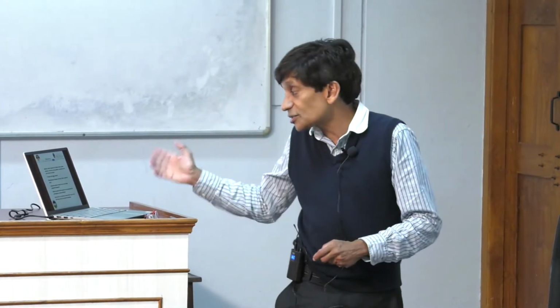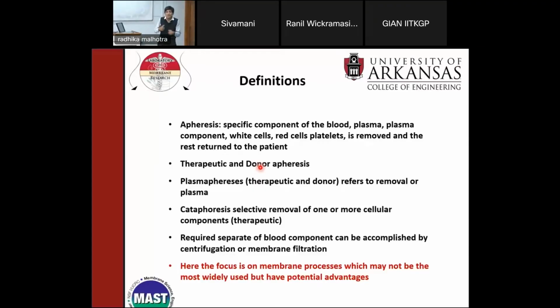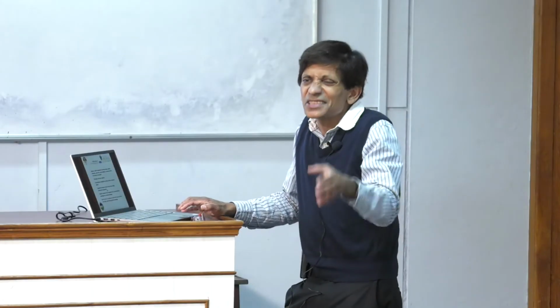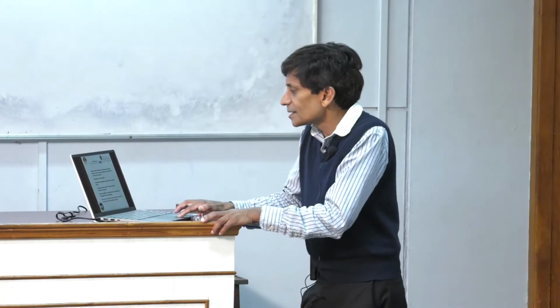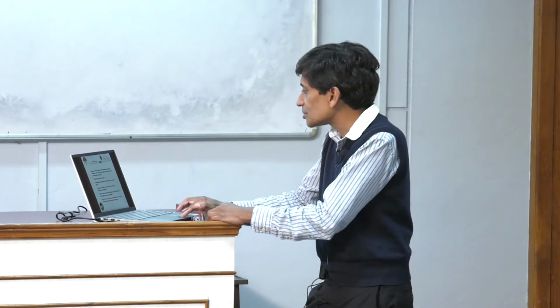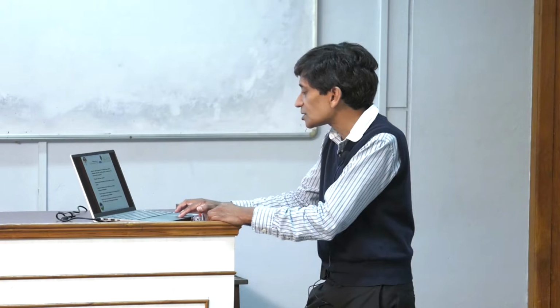Now, there are two types of plasmapheresis. There's therapeutic and donor apheresis. So donor is when I'm quite healthy, but I'm donating a certain portion of my blood, a certain component. Therapeutic is if I have a medical condition where this has to be done as part of a treatment, okay? So there are two applications here. So plasmapheresis, therapeutic and donor, refers to removal of plasma. Cytapheresis, selective removal of one or more cellular components. It's usually therapeutic, okay? You donate whole blood, you donate plasma. You don't donate just red blood cells. That's impossible, okay? Now, the required separation of blood components can be accomplished by centrifugation or membrane filtration.